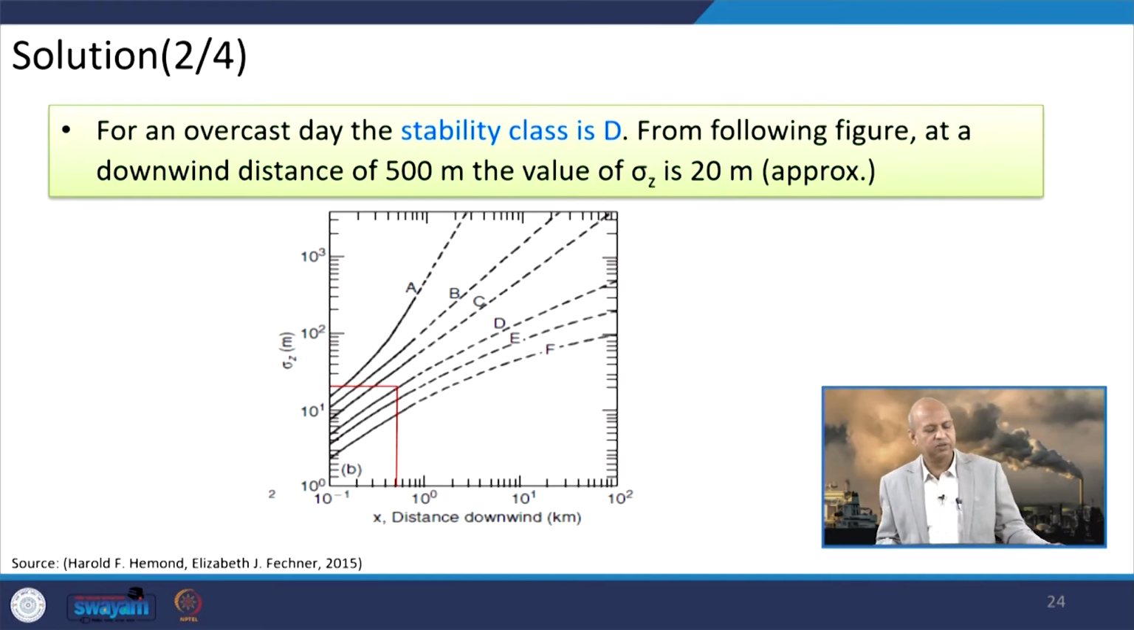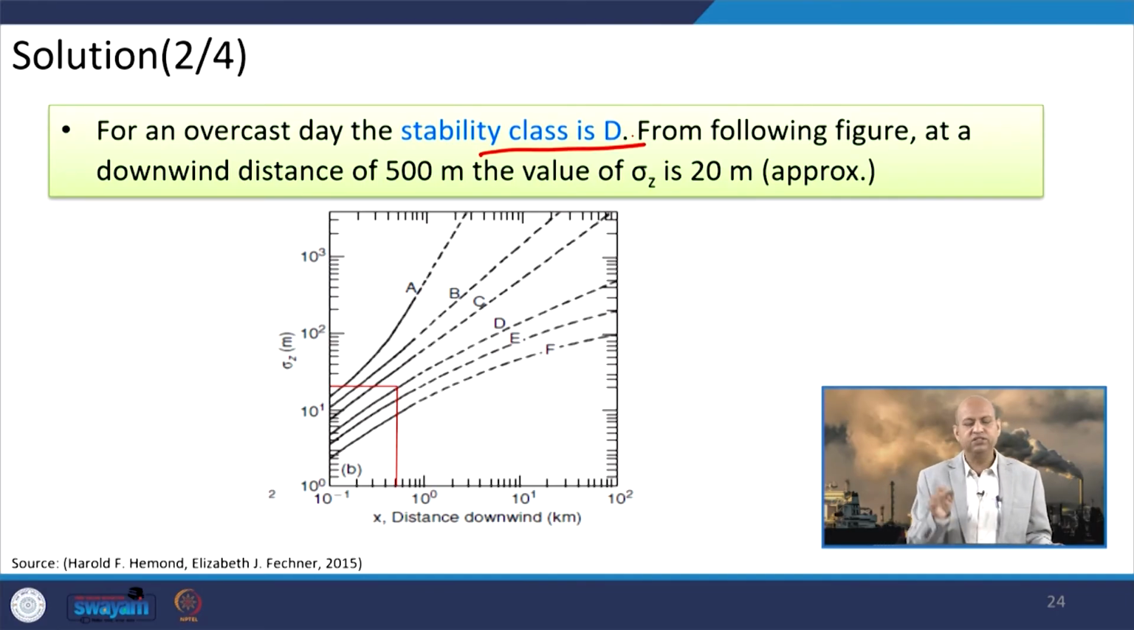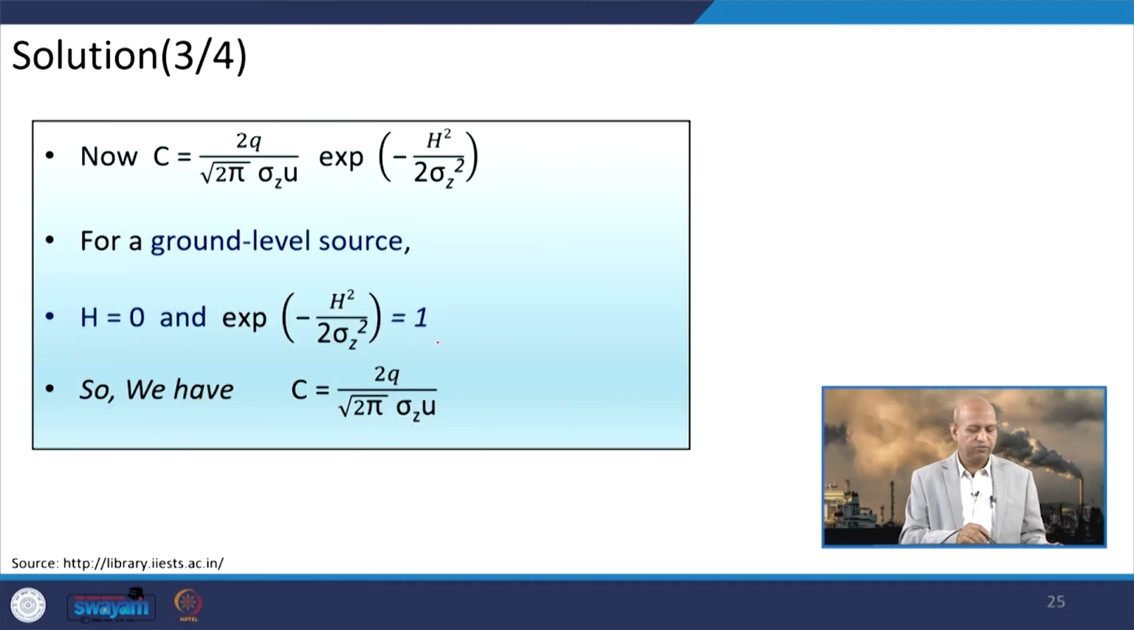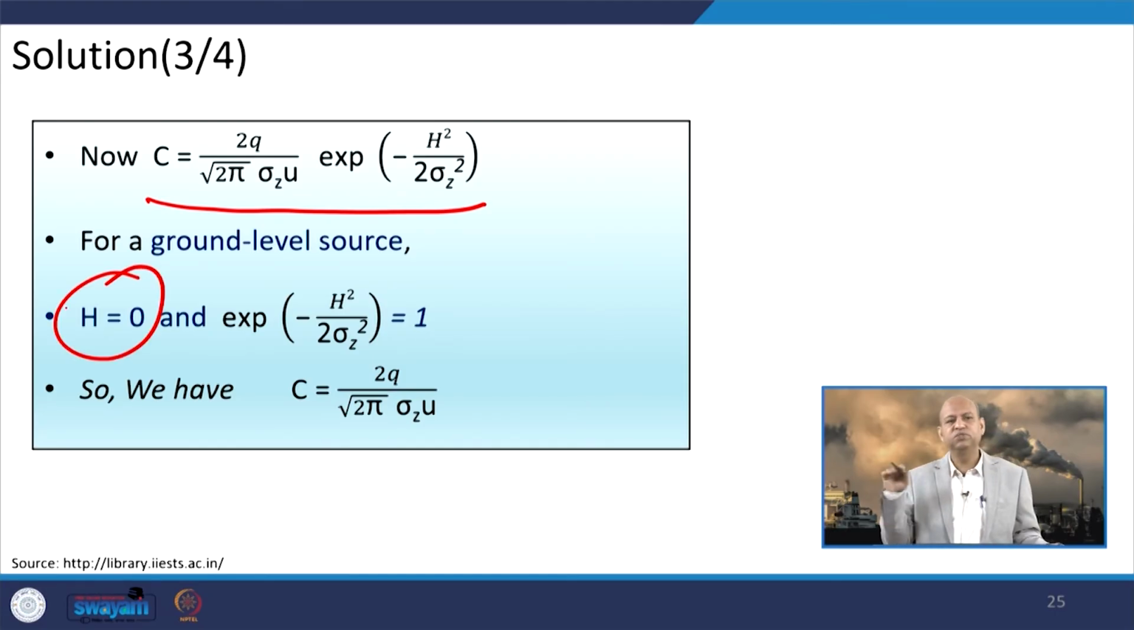Now, for an overcast day the stability classification is D, and from the following figure we can calculate the sigma z value for 500 meter. Sigma z value is around 20 meter for D. Now, we apply this particular equation, where effective stack height is given, but here effective stack height is 0, because we assume ground level emissions from the tailpipe of the vehicles. So, this parameter will go away, only 2 q upon square root of 2 pi and sigma z u. This simple equation will be applied for line source dispersion.